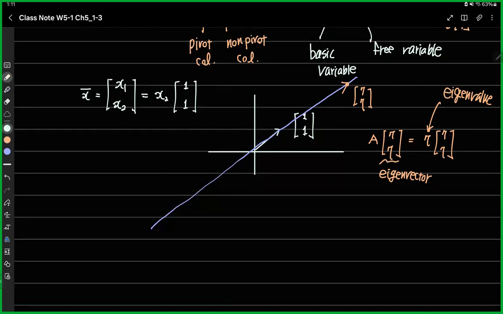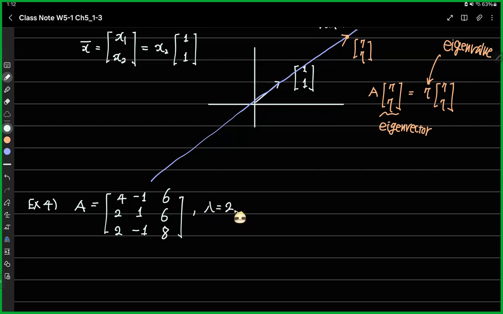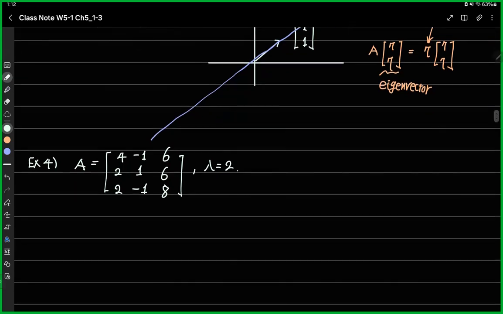Let me briefly go over Example 4 in the textbook. Matrix A is given by the rows 4, -1, 6; 2, 1, 6; and 2, -1, 8. Let's find the eigenvector corresponding to eigenvalue 2. Let's say lambda is 2. Then A minus lambda I times x bar is equal to 0. We just set up the homogeneous system, right?